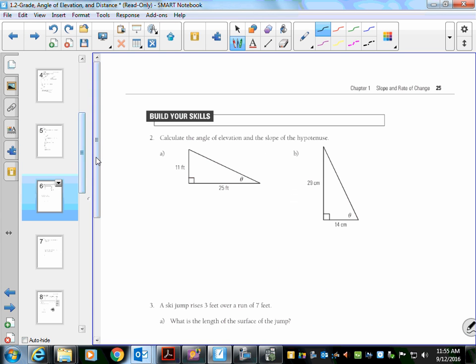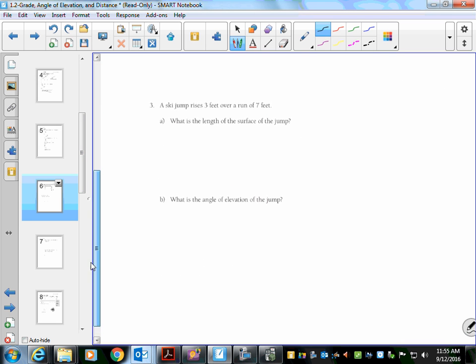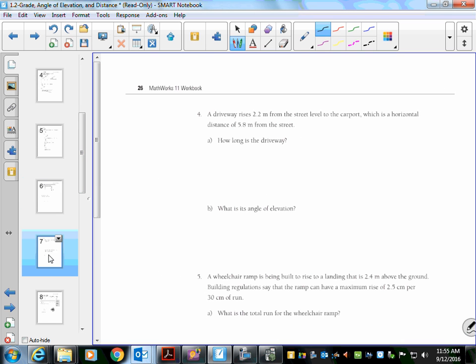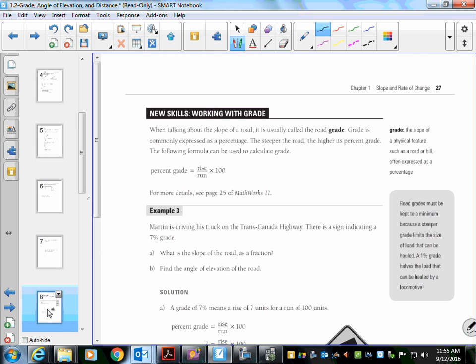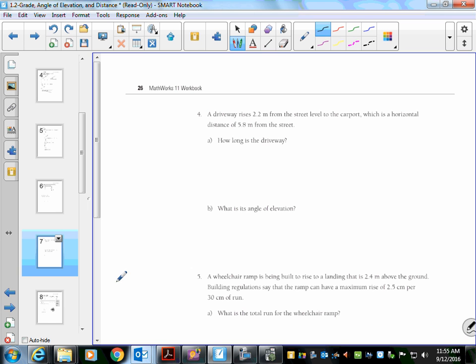So try some of these, build your skills, and then we will carry on into a new skill. Okay, so try your two pages of build your skill, and then you'll have a bell work into your new skill.